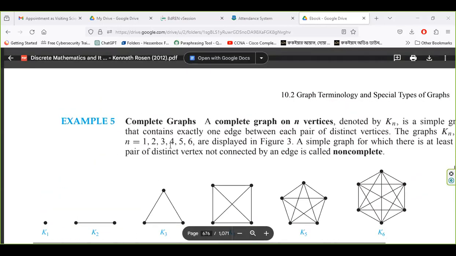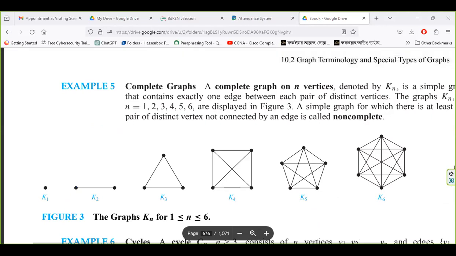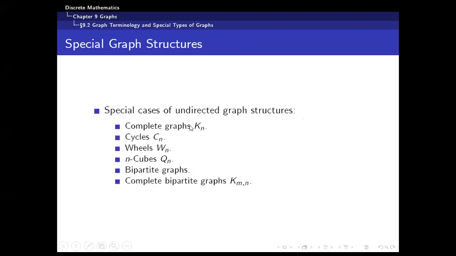Now we are going to learn some special types of simple graph. Let us see from the PowerPoint slide. There are some special undirected graphs. The first one is the complete graph, denoted by capital K. C is for the cycle graph, W for the wheel graph, Q for the cube graph, then the bipartite graph, and the last one is the complete bipartite graph. So there are 6 special categories of undirected graph.